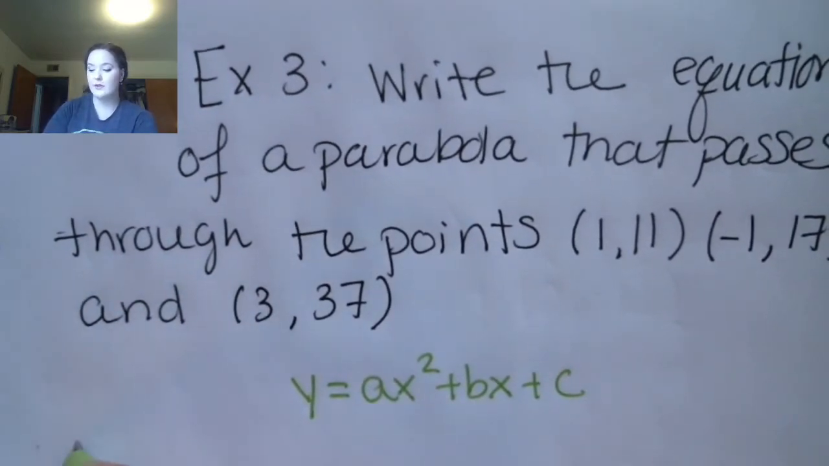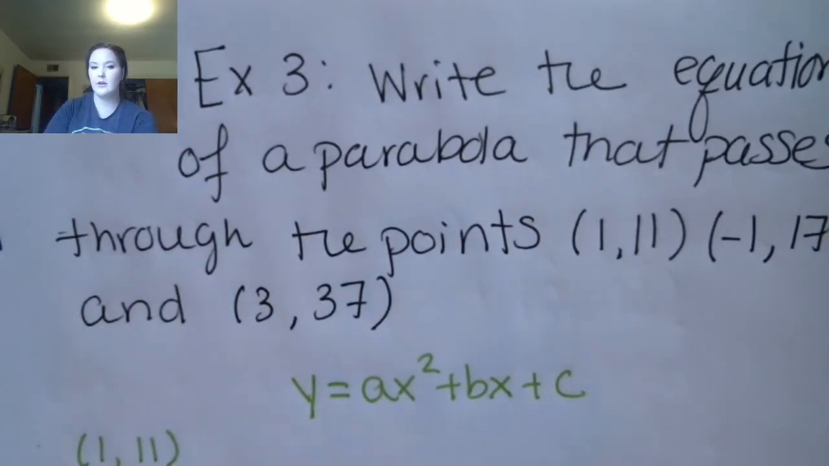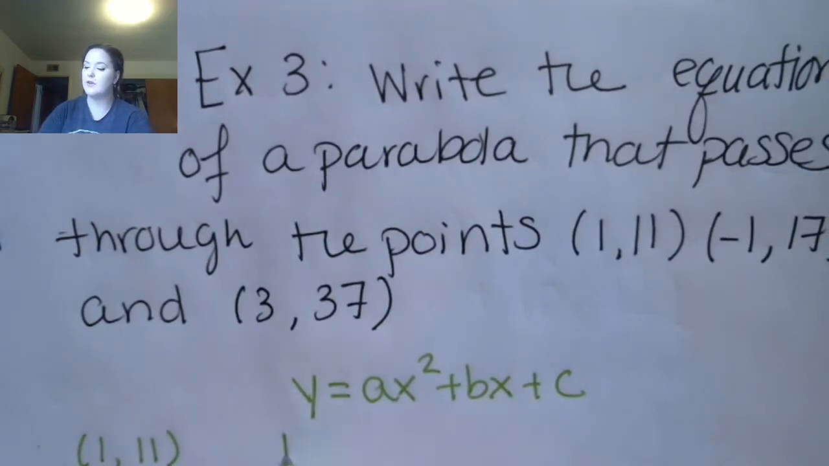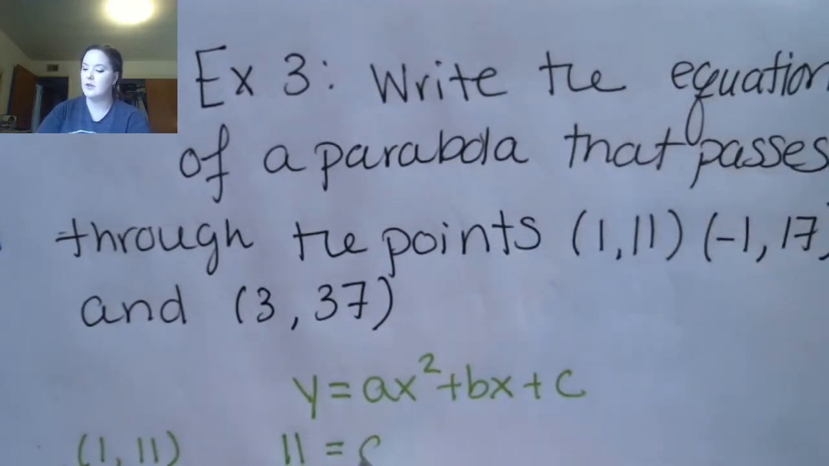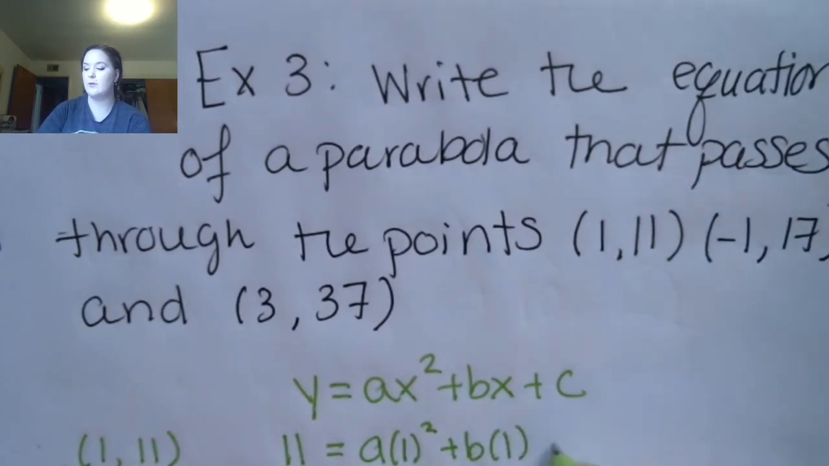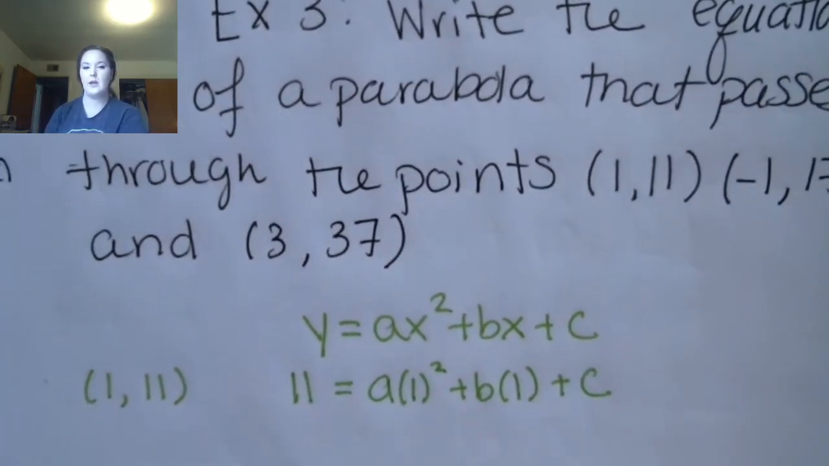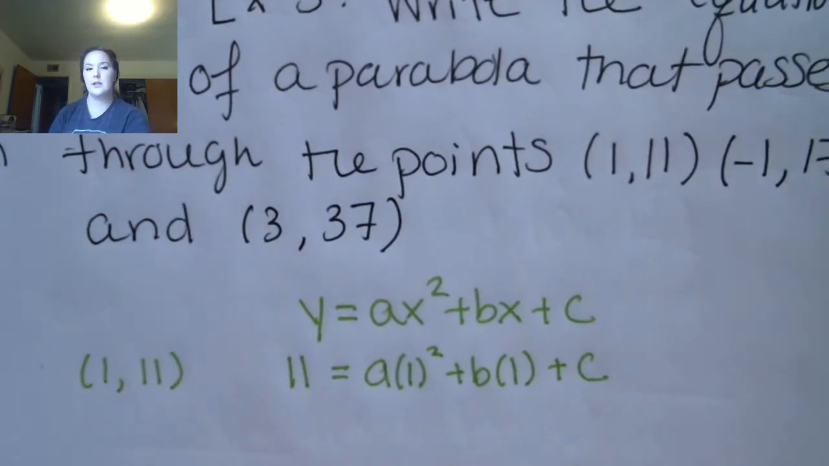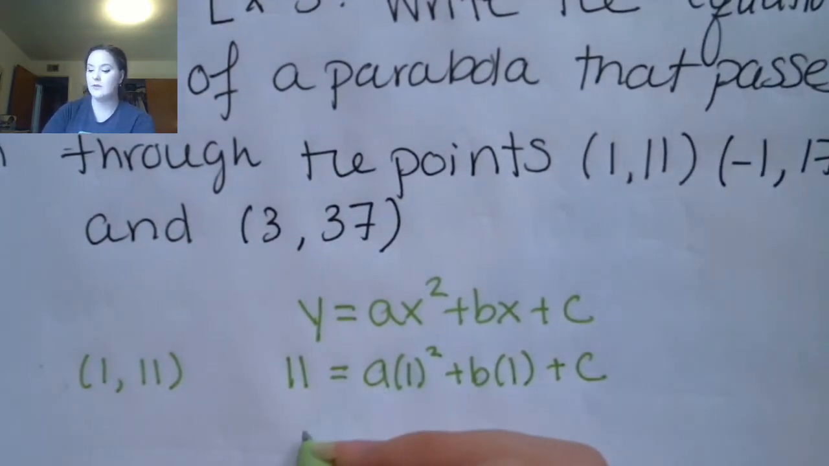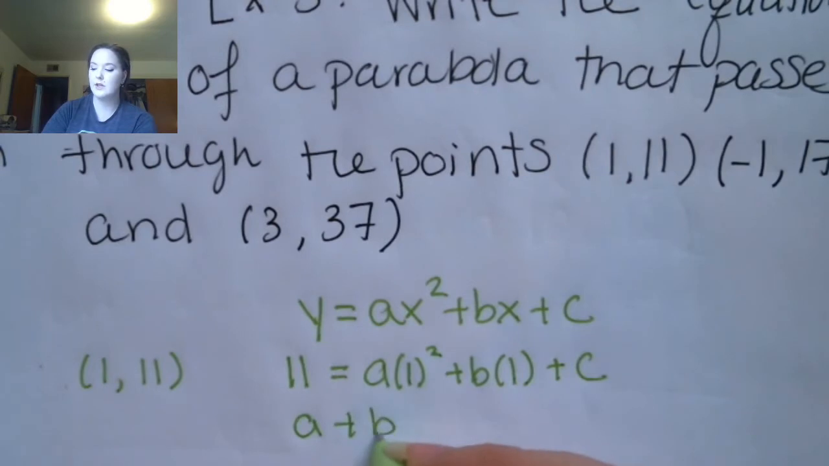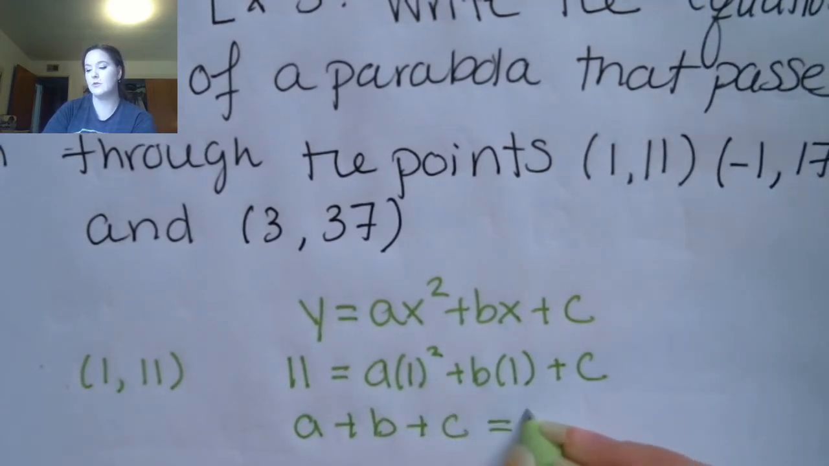So we're going to plug in the first point, 1 comma 11. That will give me 11 equals a times 1 squared plus b times 1 plus c. I'm going to write this in a specific format, so I would get a plus b plus c equals 11.